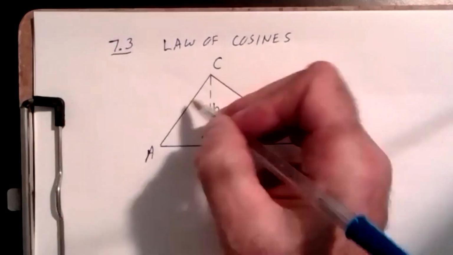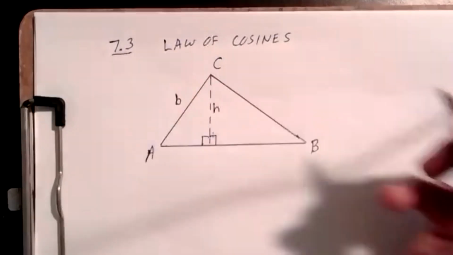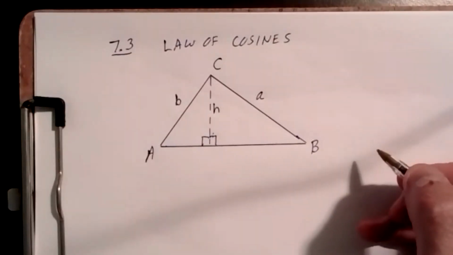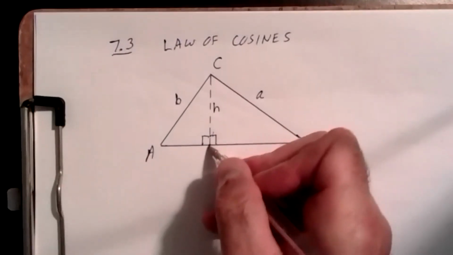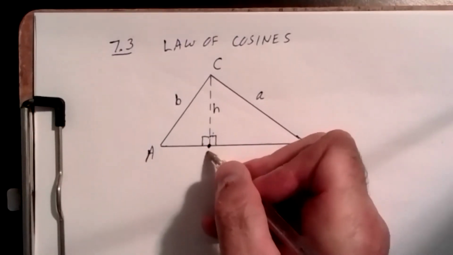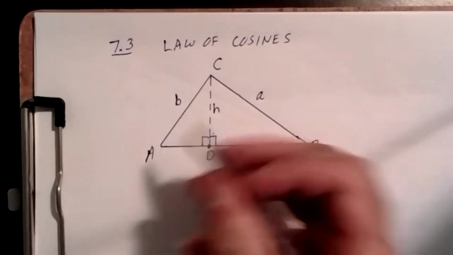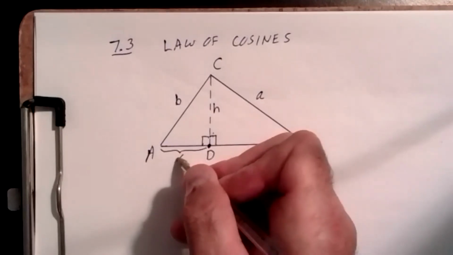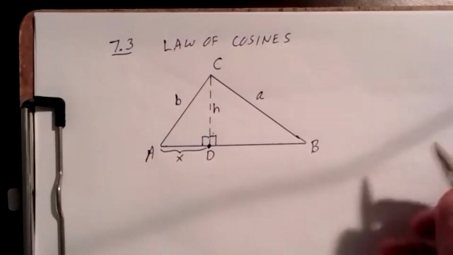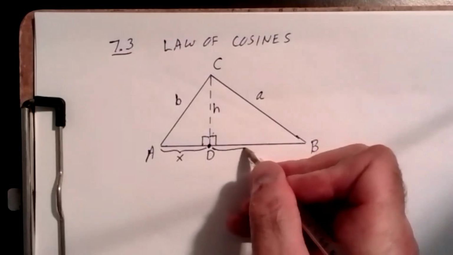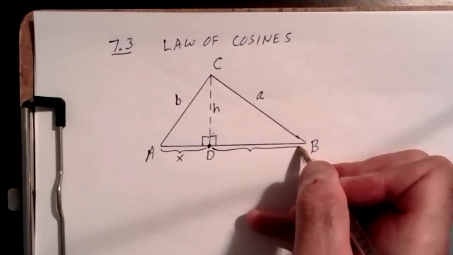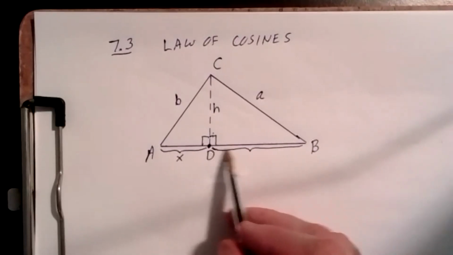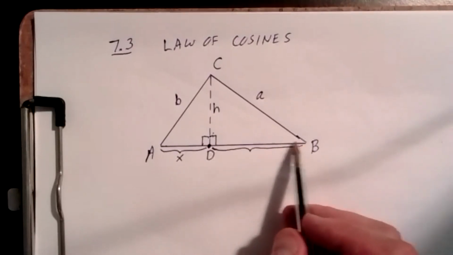We know this side here, opposite angle B, is side of length B. This side, opposite angle A, is side of length A. We'll call this vertex point here D. We'll call the length of this little right triangle here, ADC, X. Ladies and gentlemen, what then will be the length of this side of the right triangle BDC? Anybody? What would be an expression to represent this length here, DB?